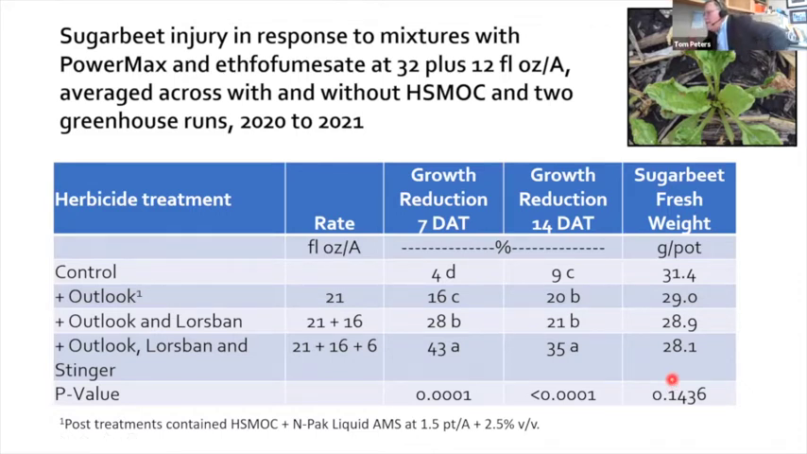But my point is these complex mixtures, especially products that have formulated oils, are going to increase the damage that we get with PowerMax, with ethofumesate, and with our chloroacetamide herbicide.